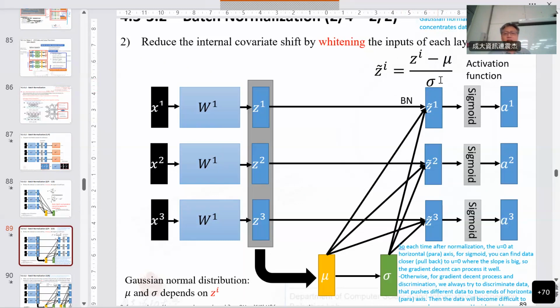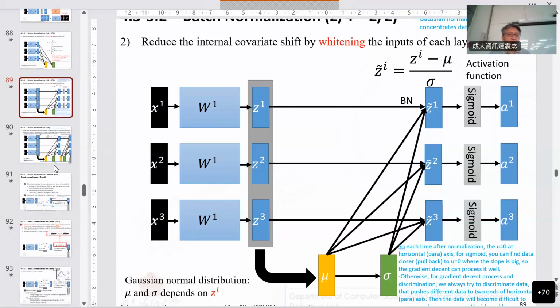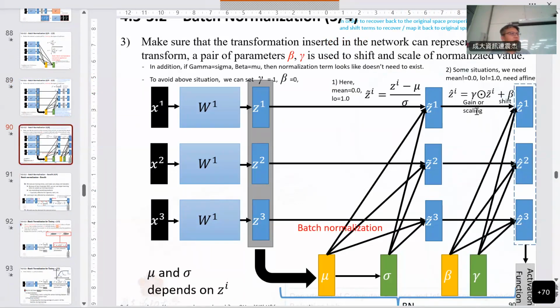Okay? And later, people felt this was not good enough. So they added one more step here. They do normalization, and also do the gain and shift. So do this again to zoom in and enlarge the value. That means you get a new value Z and you do the scaling, suppose two times. So your value becomes two times larger. And you also do some shift. Actually, the shift is the parameter B. So you do some shift and become the new value here.